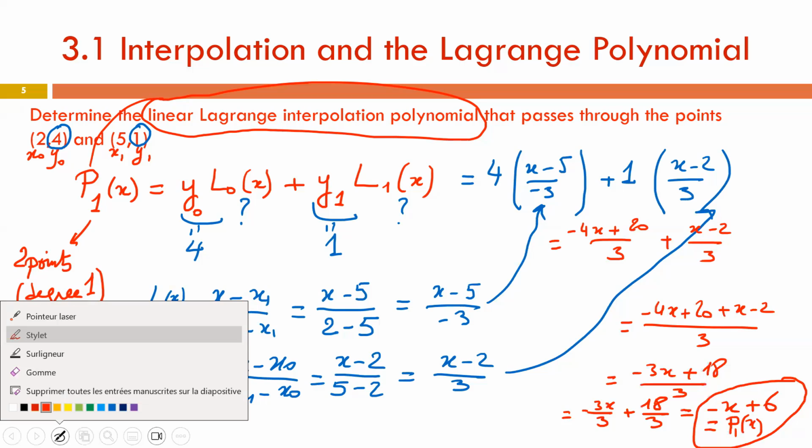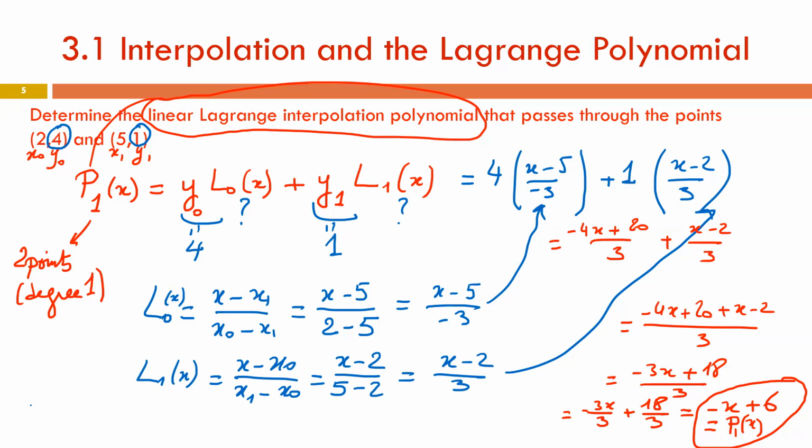We can check if you want to be sure that we didn't make a mistake. What is P1 of x0, which is P1 of 2? What should the result be for our calculation to be right? Not 0, and P1 is not L1. We said it must pass through this point, so P1 of 2 must be 4. Is it 4? Let's check. We replace x by 2: minus 2 plus 6 equals 4. The answer is correct.